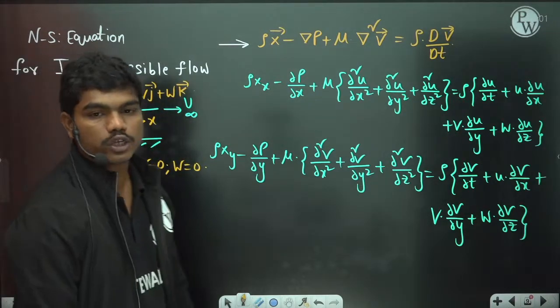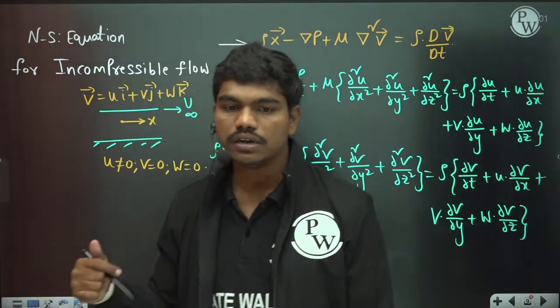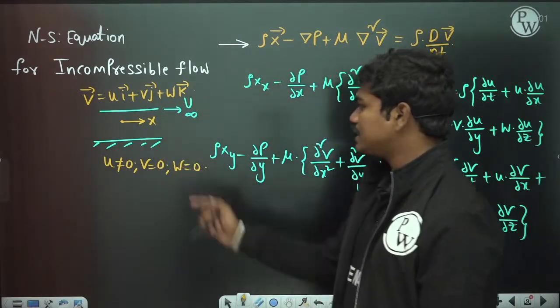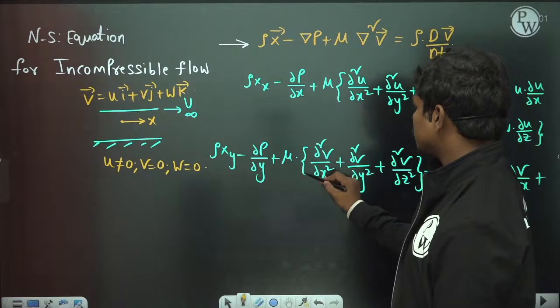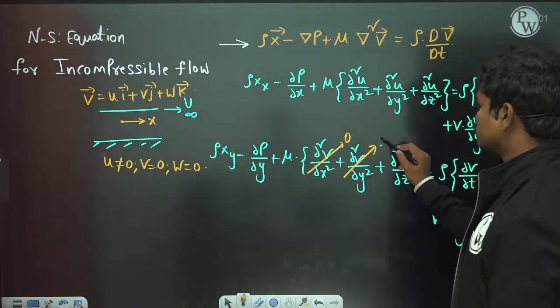So whenever you have the general velocity profile, depending on the situation, for example in this equation, v is 0, so when you write v equal to 0, all these terms turn out to be zeros.